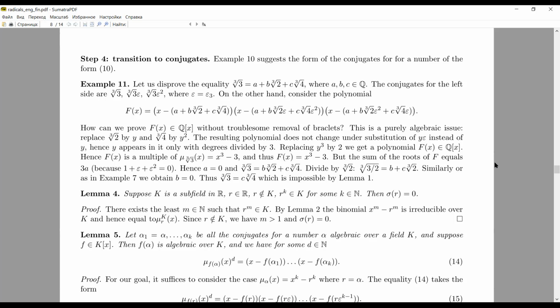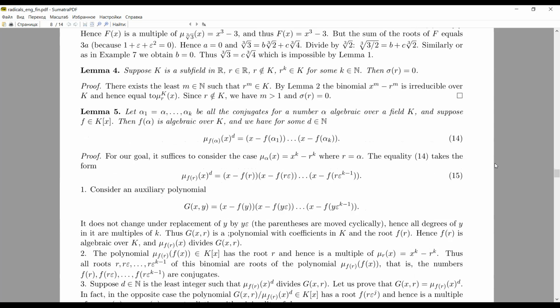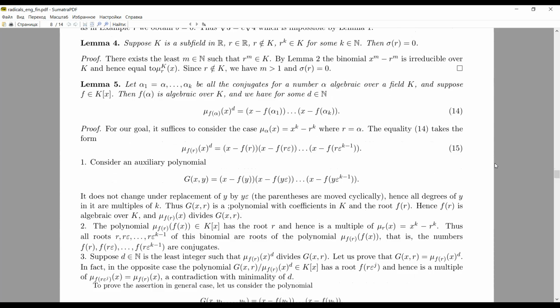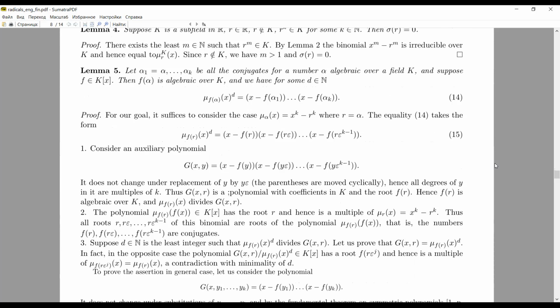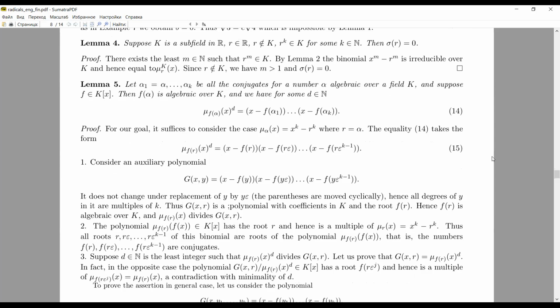This is lemma 5. If we have a list of conjugates for a given alpha over some field k, and f is a polynomial over k, then f of alpha is algebraic over k, and the list of its conjugates is the following: f of alpha 1, ..., f of alpha k. More precisely, each of these numbers repeats the same number of times.